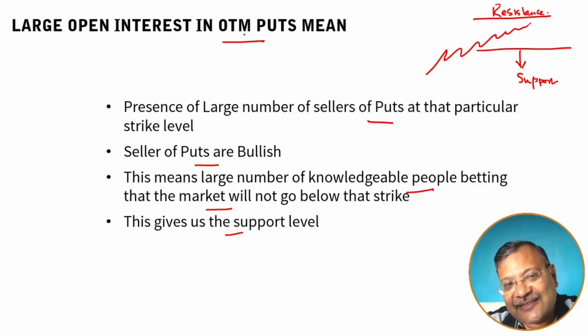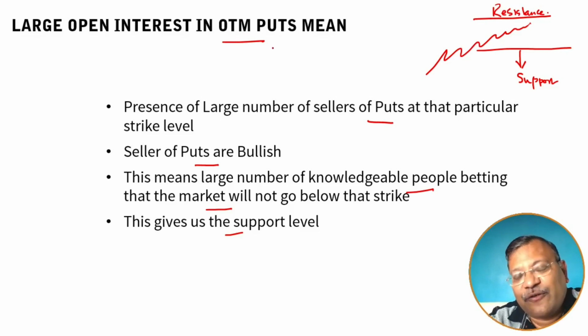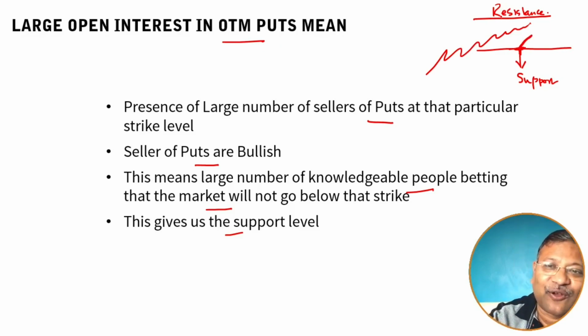Now just look at this. Seller of a put. Now seller of a put is bullish. That means he is betting that the market will not go below this level. That means he is betting that the market will be above this level. So he is obviously indicating the support level. Similarly, seller of call will be indicating the resistance level.